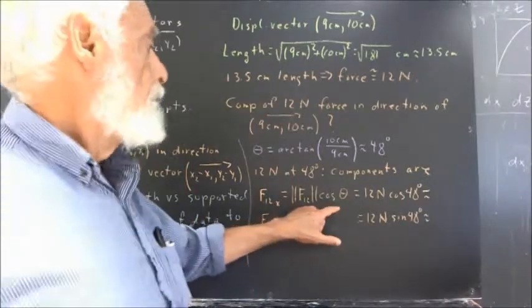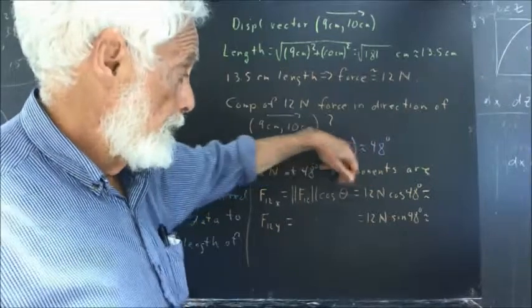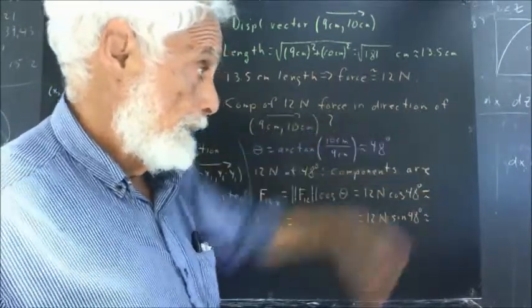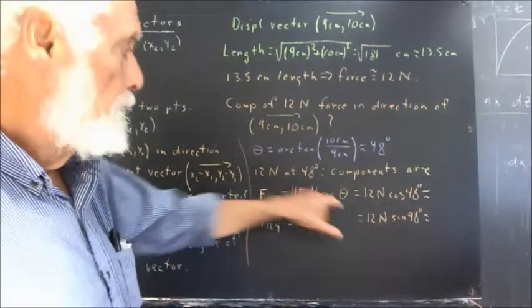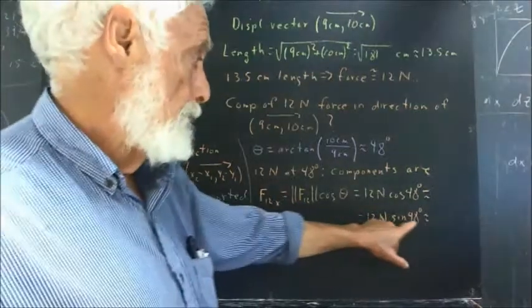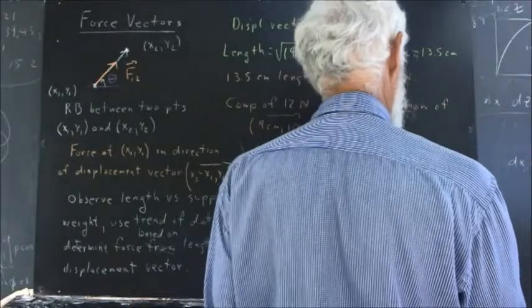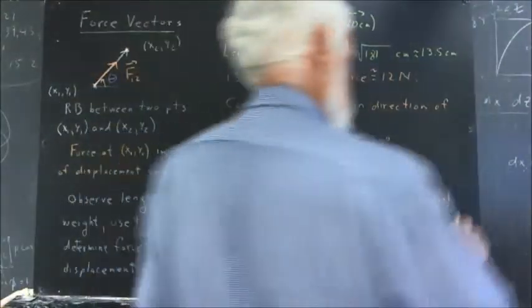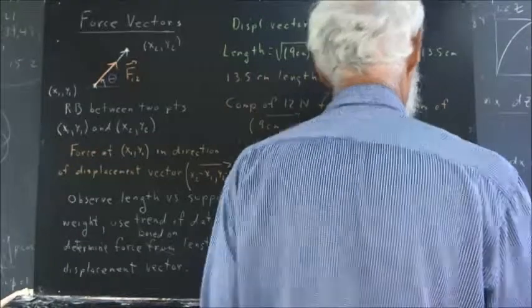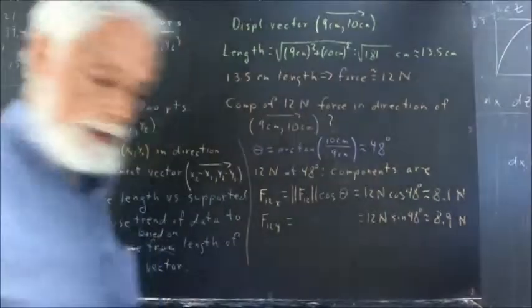Well, the x component is the magnitude of F12 times the cosine of theta. The magnitude of F12 is 12 newtons, theta is 48 degrees. We get 12 newtons times the cosine of 48 degrees. And the y component is the magnitude times the sine of the angle, which is going to be 12 newtons times the sine of 48 degrees. And I believe this comes out about 8.9. And this one, I think about 8.1. And that's newtons in both cases, because of course we're multiplying newtons by a pure number, and we're going to get newtons as the unit of our result.